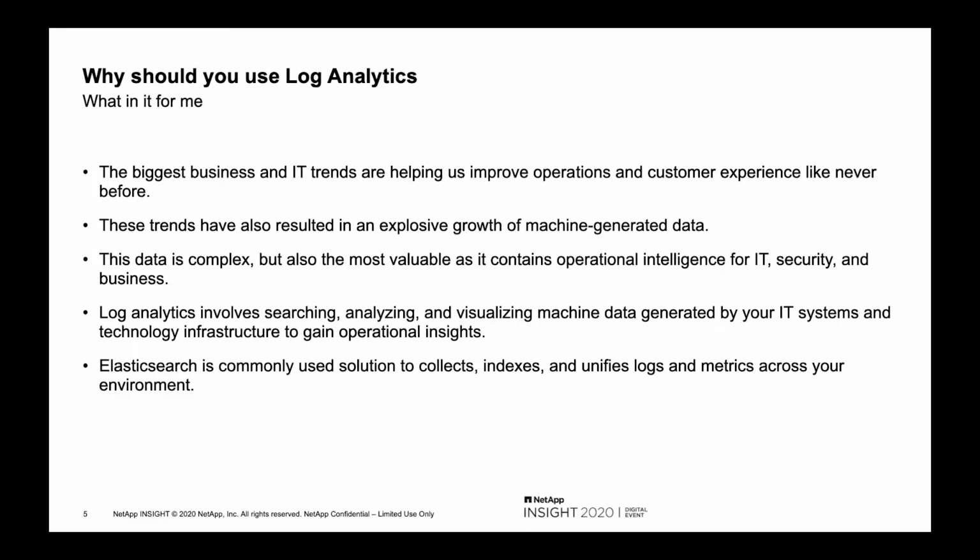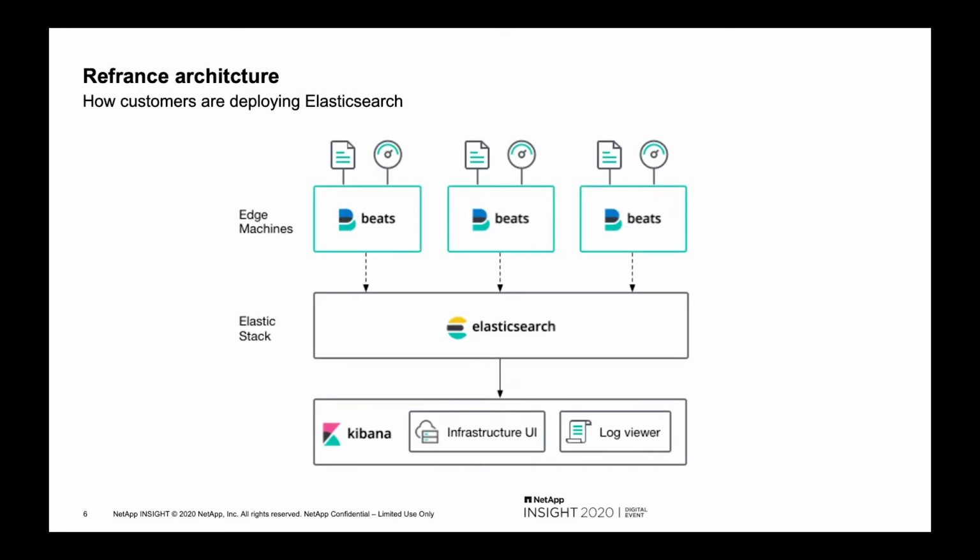Let's move on and see the Elasticsearch architecture. As you can see, Elasticsearch is built with different kinds of layers. The first layer is the edge machine, which you can call beats. Beats are the log agents that are collecting the data. Those log agents are transferring the logs into Elasticsearch.